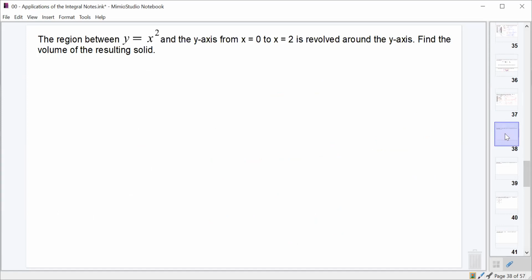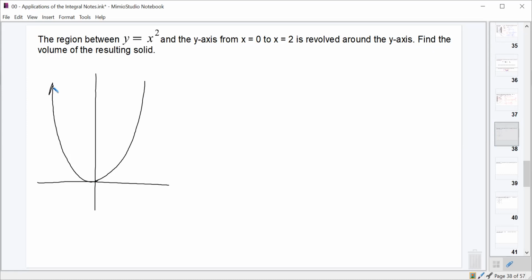Just a couple more. This next one, we're going to take a region and revolve it around the y-axis. So it's going to be a little bit different than the ones we've done previously. We've got the region between y equals x squared and the y-axis, from x equals 0 to x equals 2. So if I go up to the point (2, 4), we're talking about this region right here, and we're going to revolve it around the y-axis.